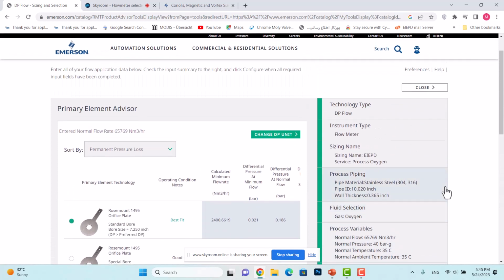Now, as I stated, my role is application engineer. I am talking to a representative from the Emerson company.